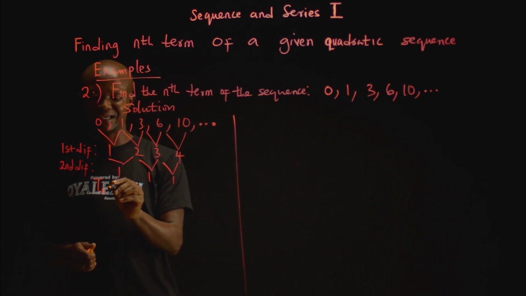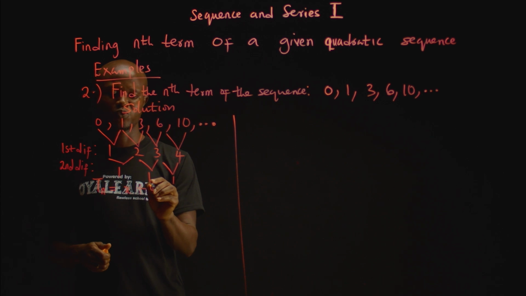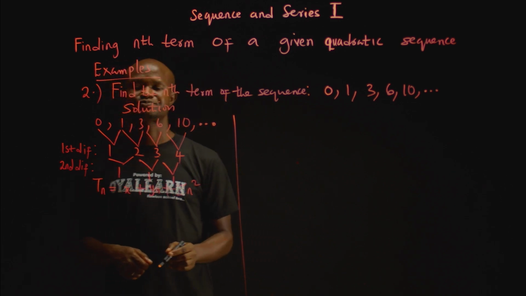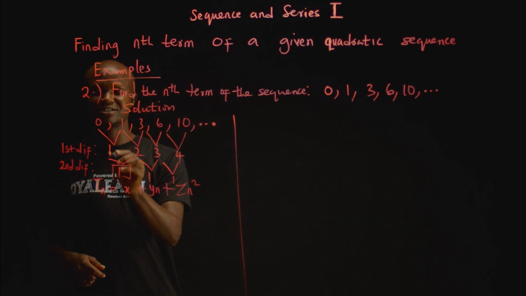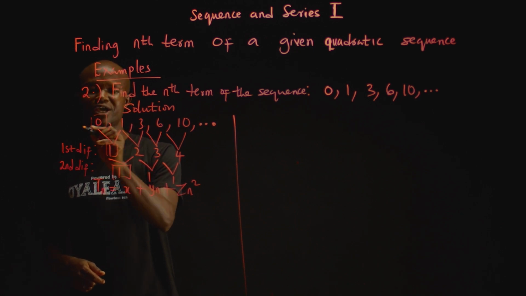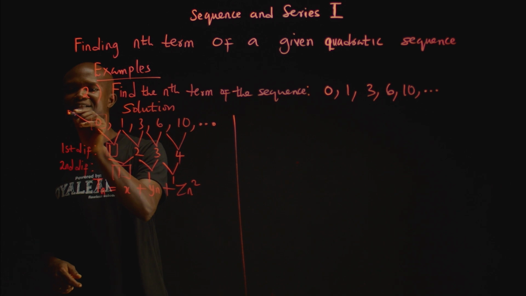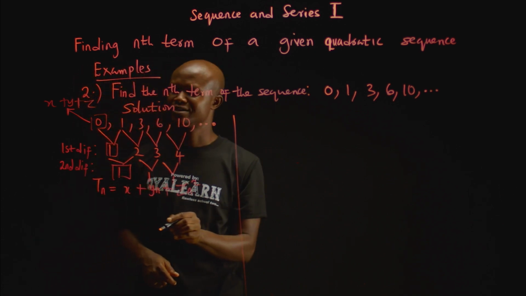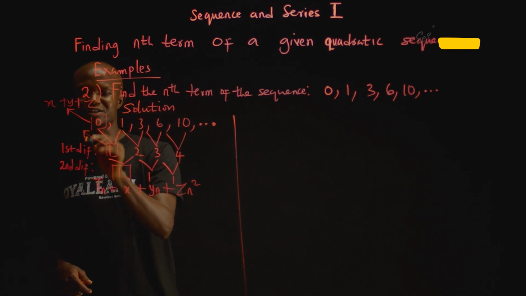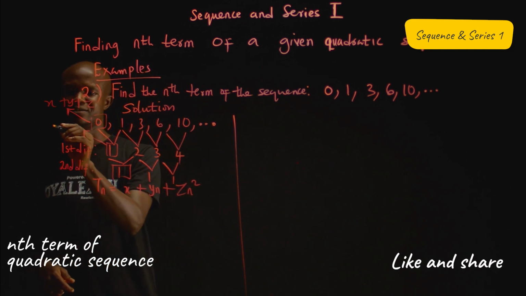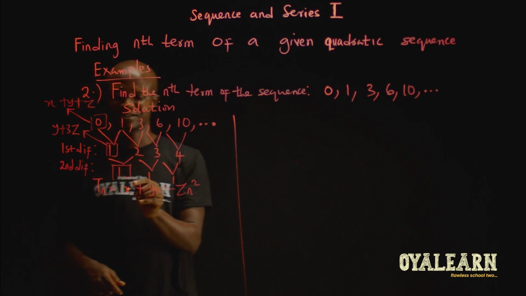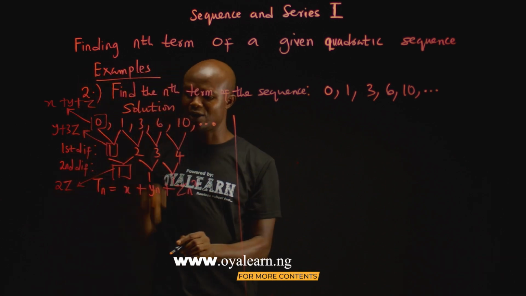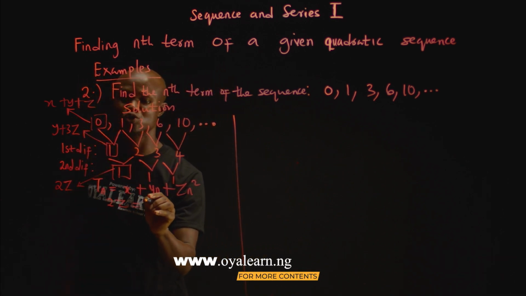So, the formula is Tn equals x plus yn plus zn squared. And now, from here, we need the value here and the value here. And we know that this represents x plus y plus z. This one represents what? It represents y plus 3z. And this one represents 2z.